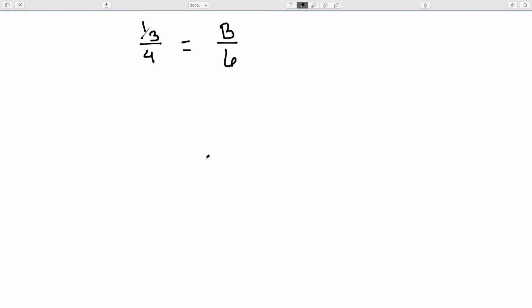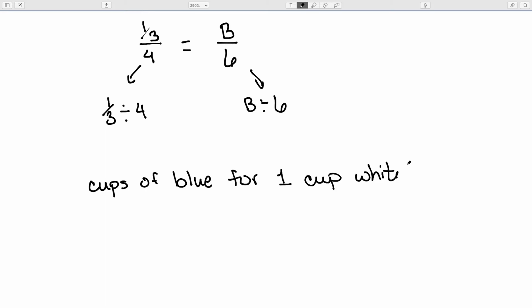Well, let's think of these fractions as representing division. So this one over here is 1/3 divided by 4. And this one over here is B divided by 6. Well, since each of these fractions has blue on the top and white on the bottom, then I can interpret both of these as the number of cups of blue for every 1 cup of white. So if we think about this in terms of unit rates, both of these represent the number of cups of blue for 1 cup of white paint.